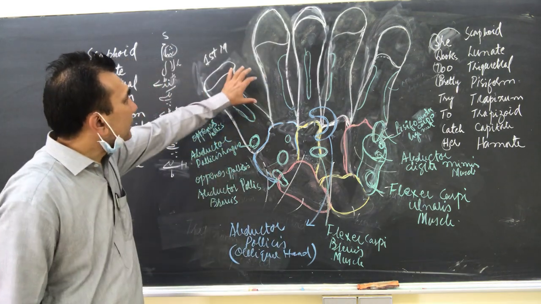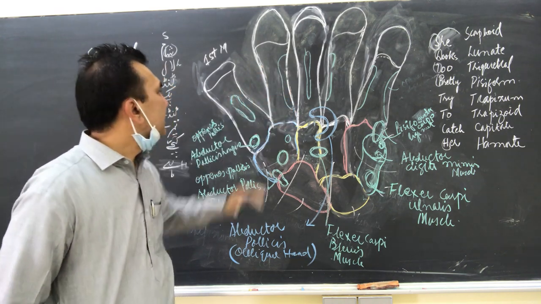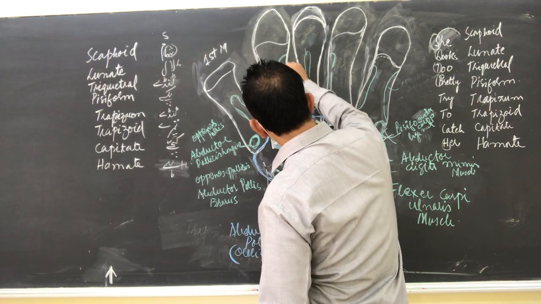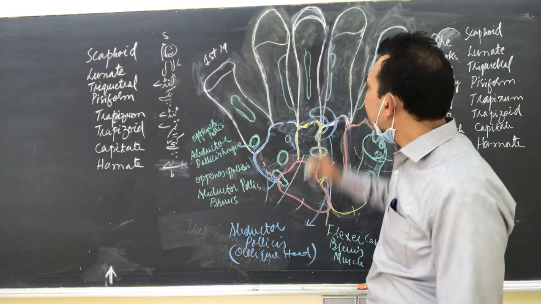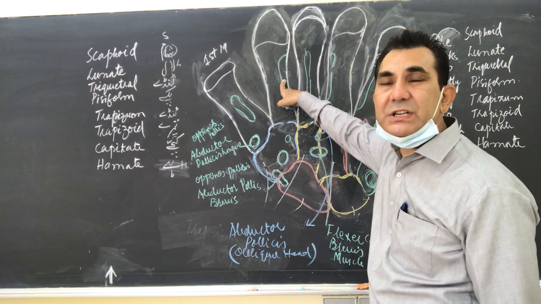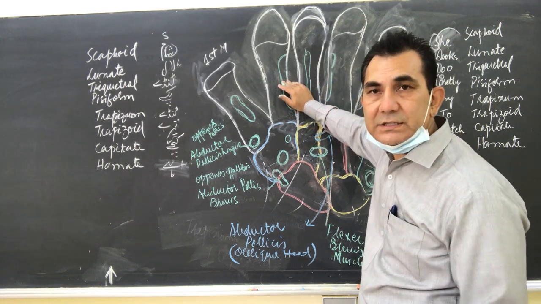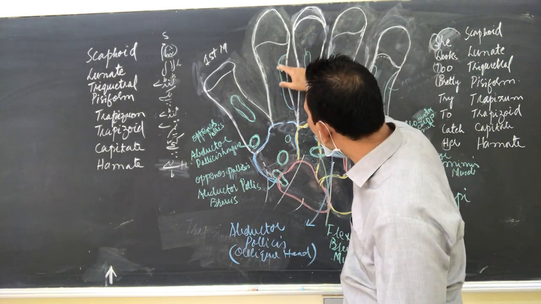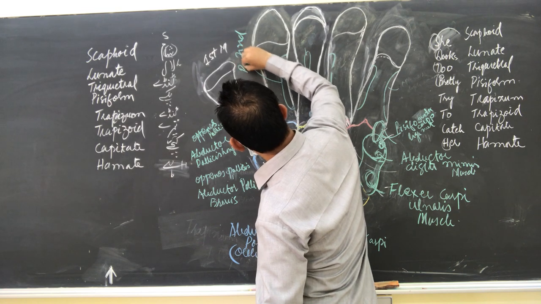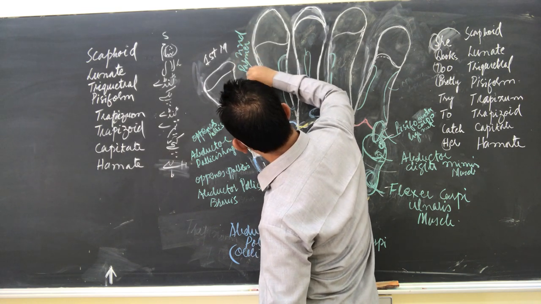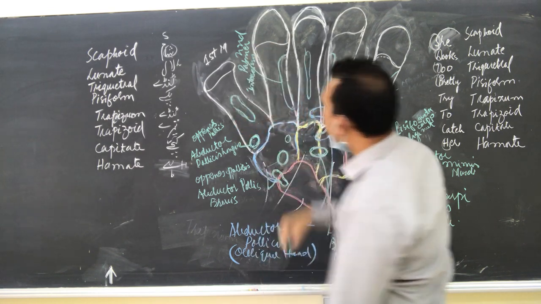So now we will go to the second. This is the first metacarpal, and this is called the second metacarpus. On the shaft of the medial side of the second metacarpus, this area is for the attachment of the second palmar interosseous membrane. The second palmar interosseous membrane is attached over here.